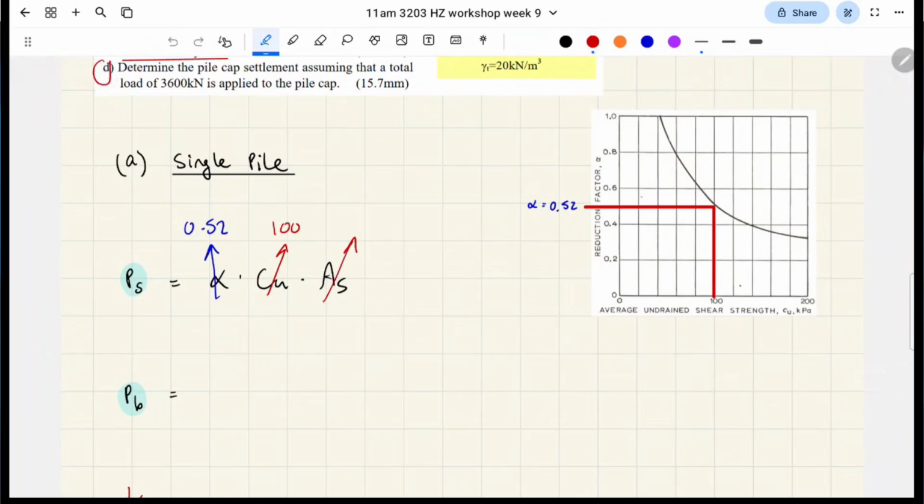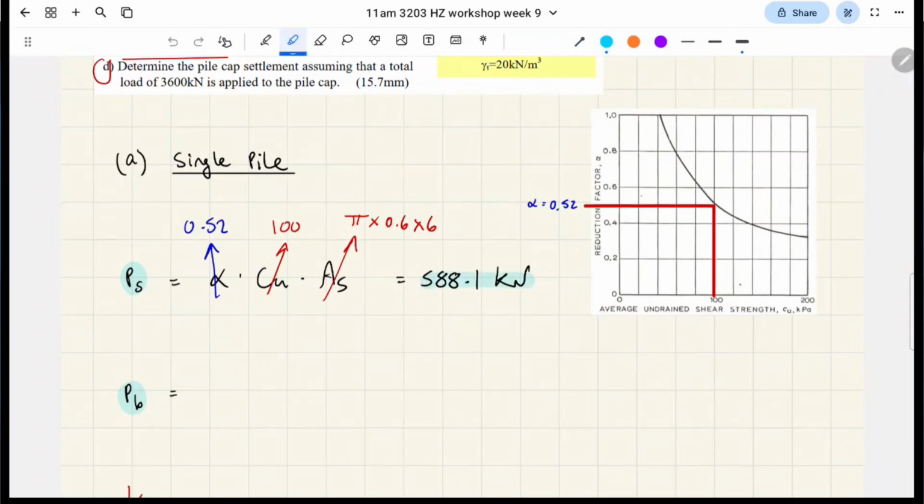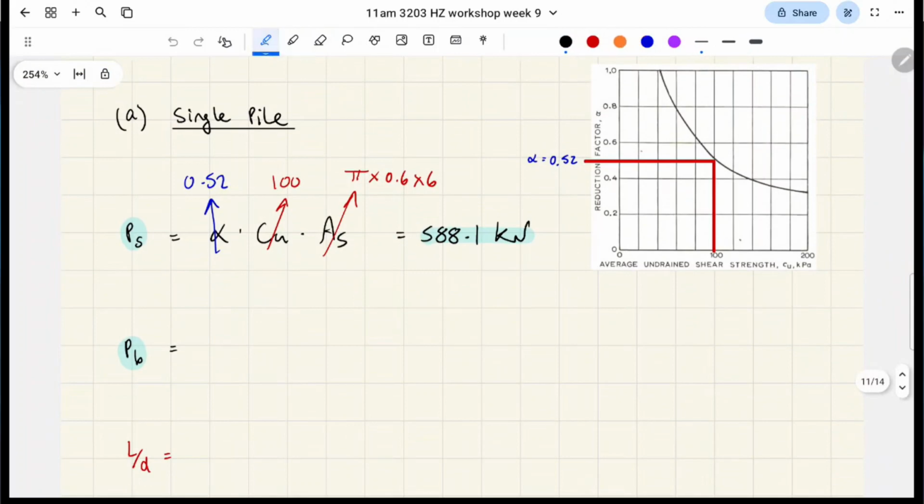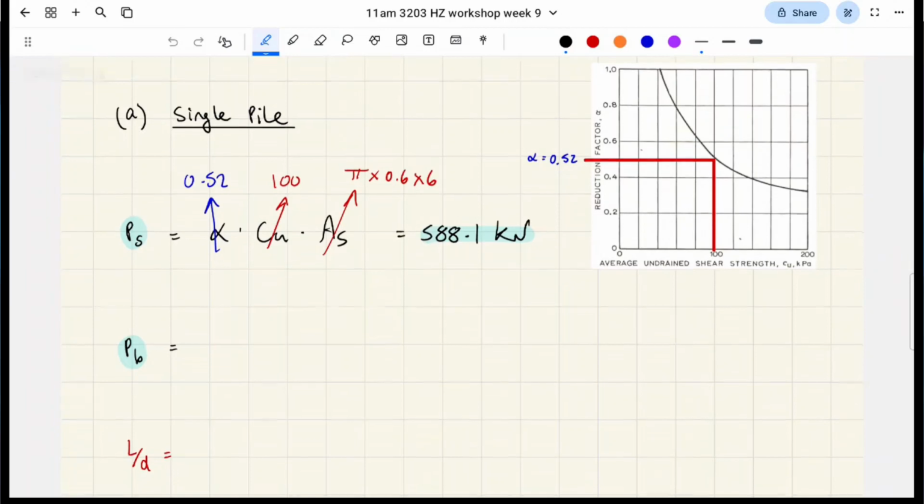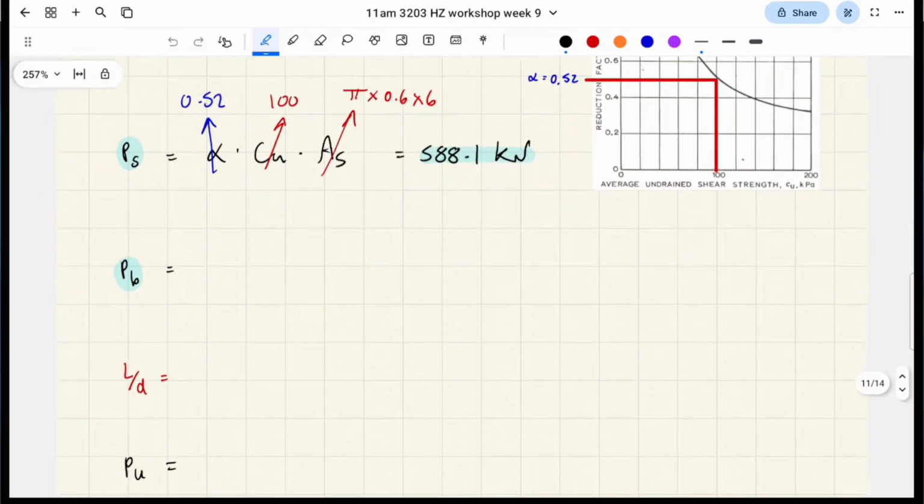Okay, so the area of the shaft is going to be pi multiplied by 0.6. So remember, that's the circumference, multiplied by 6, which is the length of the pile that goes up. That gives us 588.1 kilonewtons, okay? That's the pile strength. Of course, pile strength is a lot easier to calculate when we don't have multiple layers, right? When we just have one layer, this stuff ain't too bad.